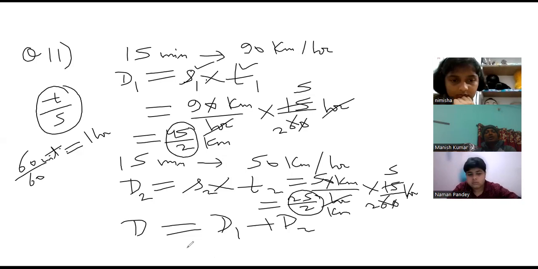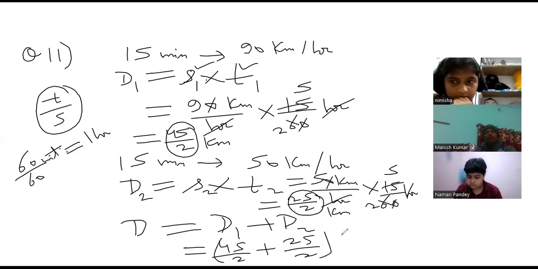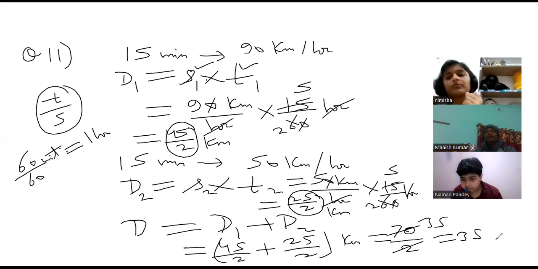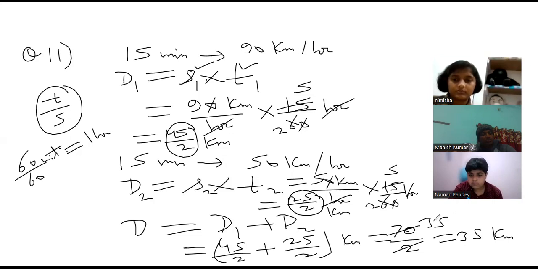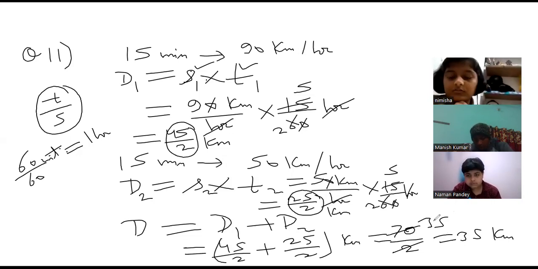That means here the distance will be what? 45 by 2 plus 25 by 2, and it will be in kilometer, which will be equal to 45 plus 25 is how much? 70 by 2, and 2 into 35 is 70, is equal to 35 kilometers. Is this any of the options given in the quiz? Yes, sir. Understood how to do it?